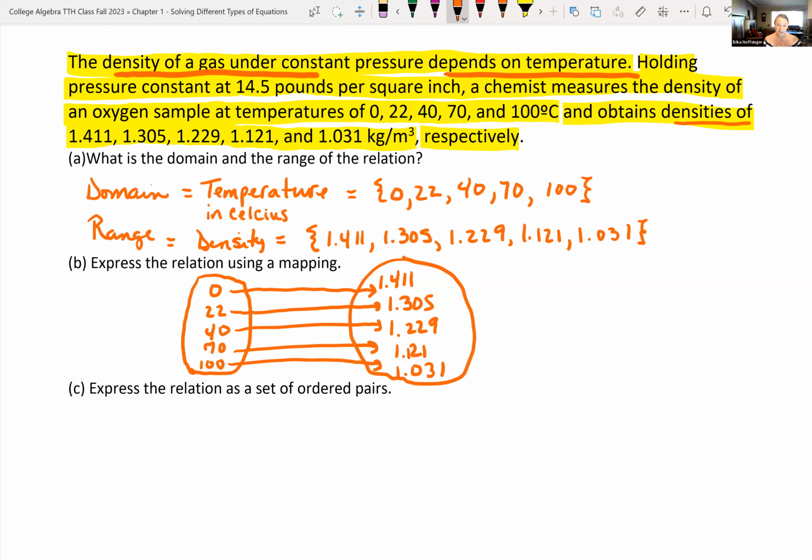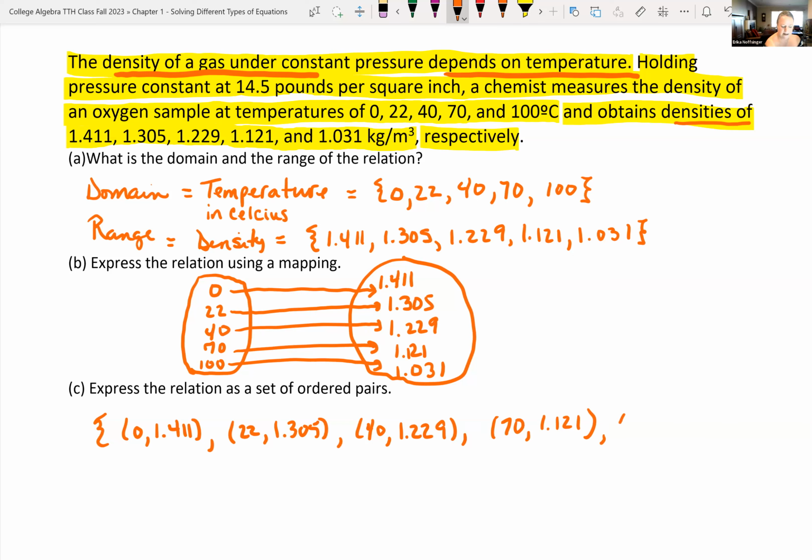And then express this relation as an ordered pair. So basically these we are expressing as points. So if we chose it to be x, when x is 0, we have a y value of 1.411. 22, 1.305. 40 is 1.229. 70 gives us 1.121. And the last one is 100, which gives us 1.031. So we express this relation as a set of ordered points.